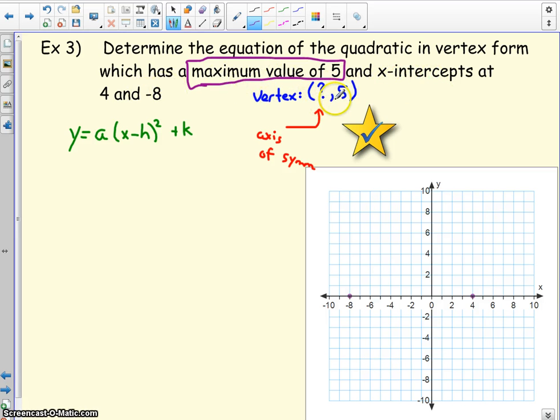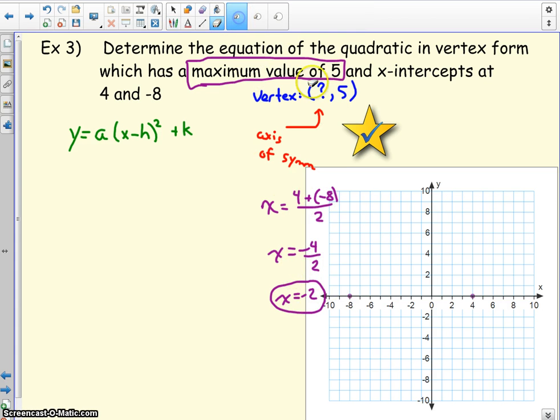So remember, the x value of the vertex is also called the axis of symmetry. It's that invisible vertical line that cuts the parabola in half, and it's going to occur halfway between the x-intercepts on the Cartesian plane. So if you see here, I have x-intercepts at 4 and negative 8. The axis of symmetry will be halfway in between. So we can find that by averaging the x-intercepts. I'm going to go (4 plus negative 8) all divided by 2. So 4 plus negative 8 is negative 4, which when you divide by 2 gives me negative 2. That gives me the axis of symmetry, which I can use as the x value of my vertex. So I'll just put that in here.